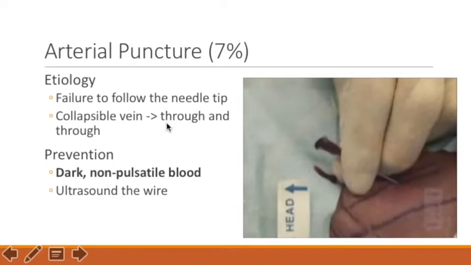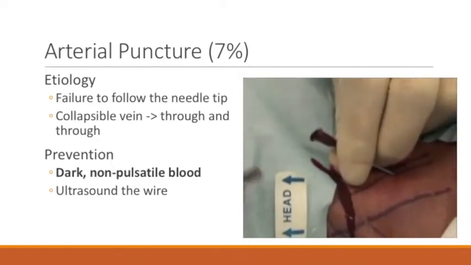So how to prevent arterial puncture? It's actually really common to have the needle encounter the artery. So if you're not following your needle tip with ultrasound, you can occasionally hit the artery. Or if the vein is very collapsible, it's easy to go through and out the back wall of the vein into the artery as well. So you want to recognize this as soon as possible.